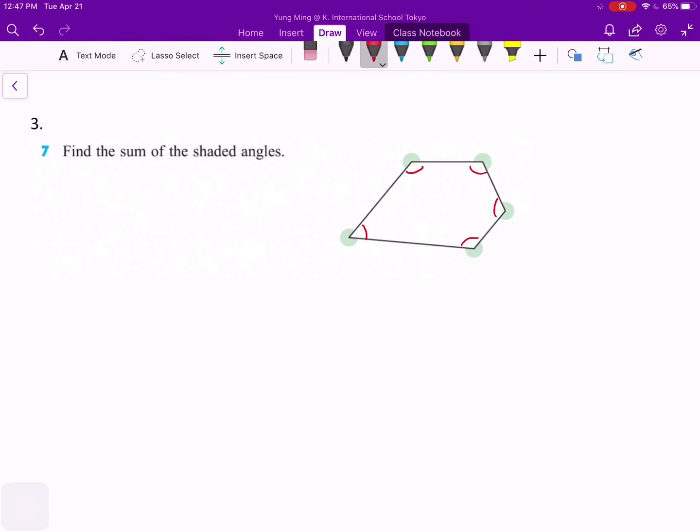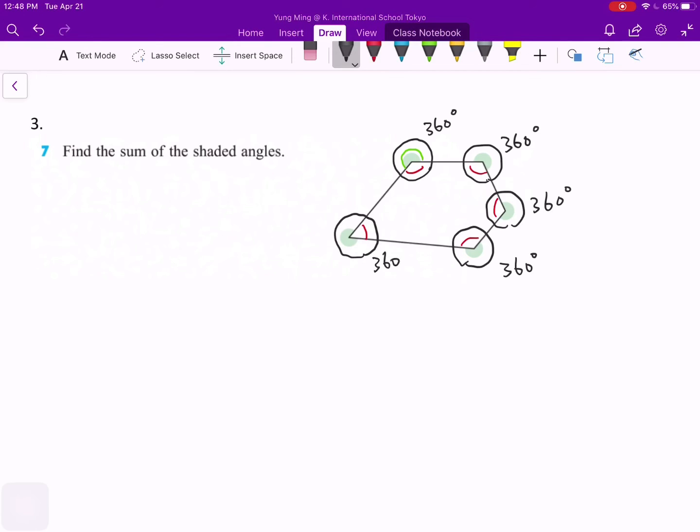Now first of all, notice that if you add the green part and the red part together for each one of them, you form a full circle. And a full circle is 360 degrees. And that's true for all the other sides. Right, so you have 360 degrees, 360 degrees, 360 degrees, and 360 degrees.